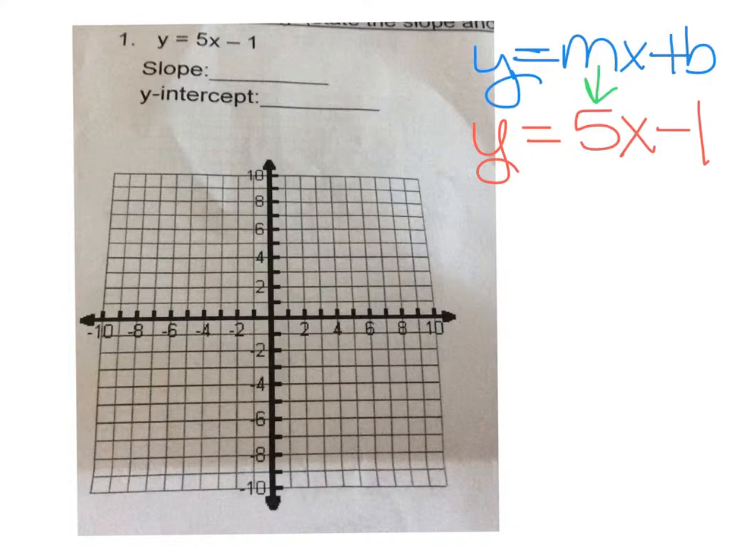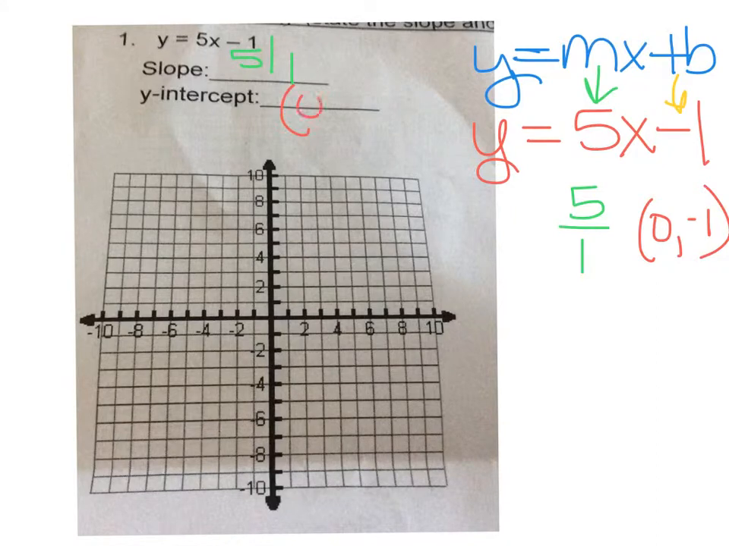So you will notice that the m and the 5 pair up. So the slope is 5, but we need to make it a fraction. So m is 5 over 1. So I'm going to put 5 over 1 for m. And then if you look at it, the b matches up with the negative 1. So my b is (0, negative 1), because we have to make it an ordered pair. So my y-intercept is (0, negative 1).